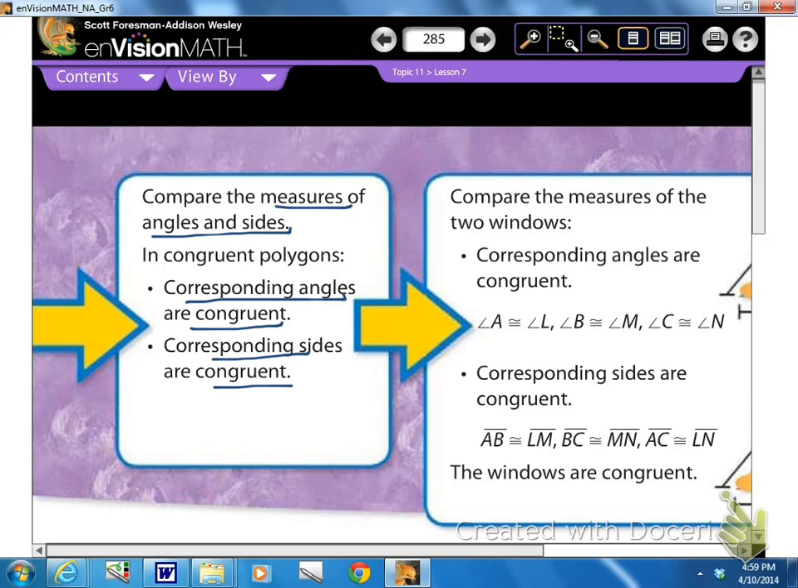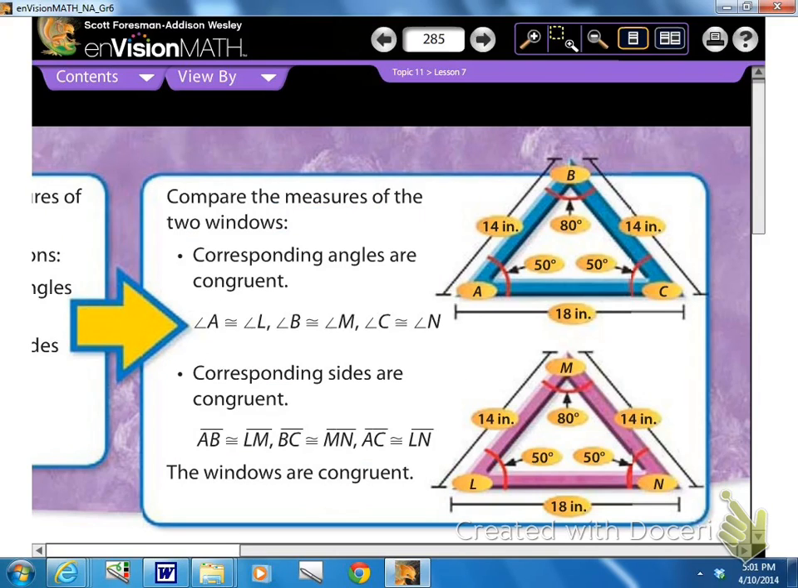So let's look at the figure, the example. Alright, so let's compare the measures of the two windows. Corresponding angles are congruent. So if I looked at these two windows, I have here two 50-degree angles, and down here I see two 50-degree angles. So the corresponding angle to angle M would be angle B, and they both have these 80-degree angles. So angles are corresponding and they have the same measure, they are congruent.